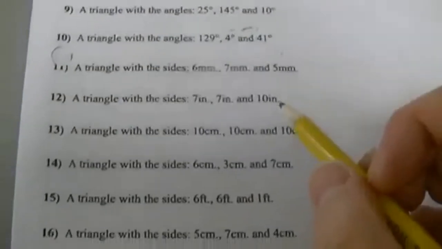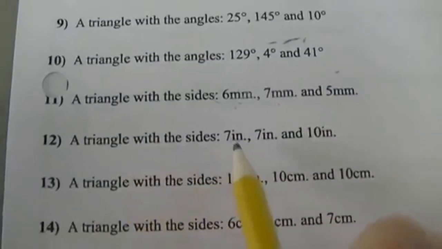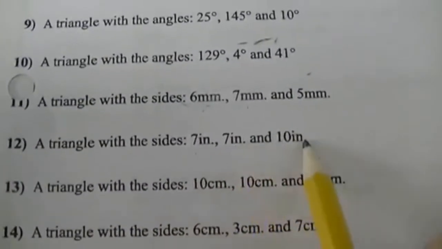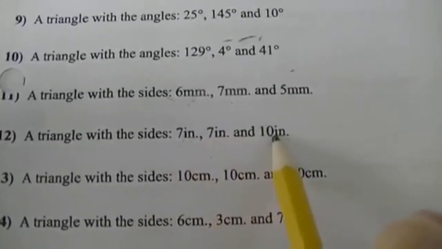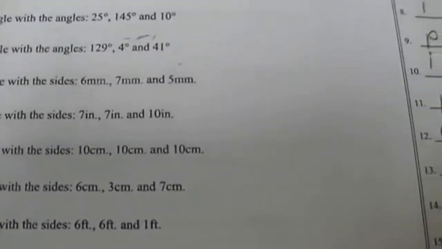Okay, let's check number 12. 7 plus 7 is 14, so that's bigger than this guy. 7 plus 10 is 17, and that's bigger than this guy. And then 7 plus 10 is 17, greater than this guy. Okay? So here's what you should get as your answers.